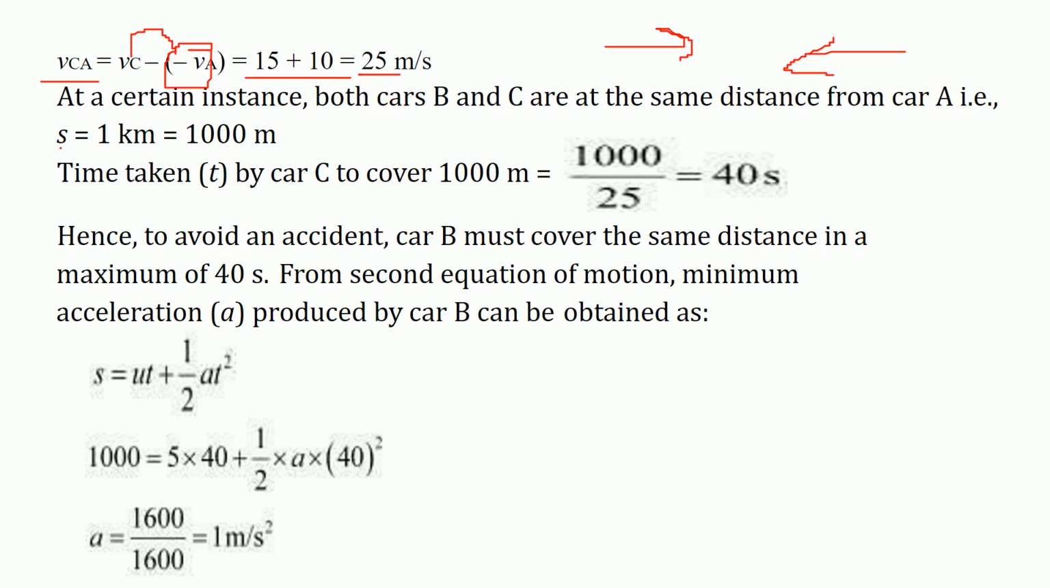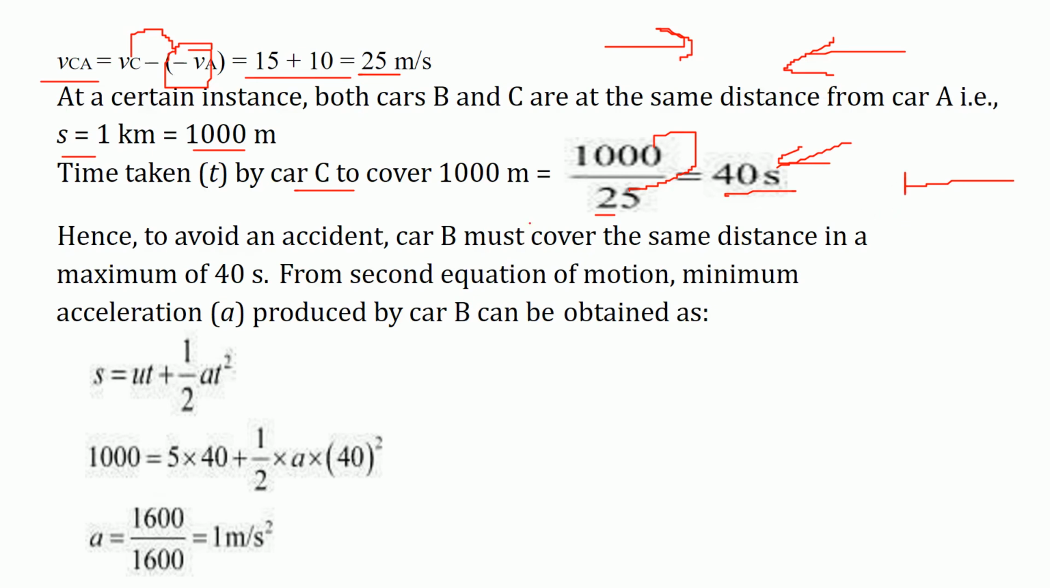But we know that the distance between AC and AB is 1000 meter, 1 kilometer. So time taken, because C is at constant or uniform speed, you just have to find 1000 by 25. That is, T equal to distance by speed. So this is 40 seconds. Now this is very important. At this time, 40 seconds, this car reaches this car.